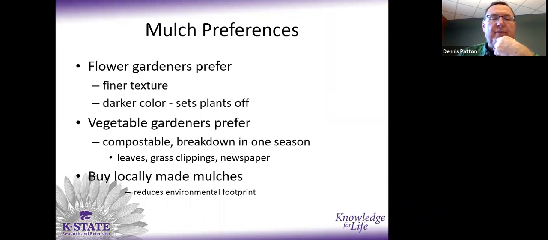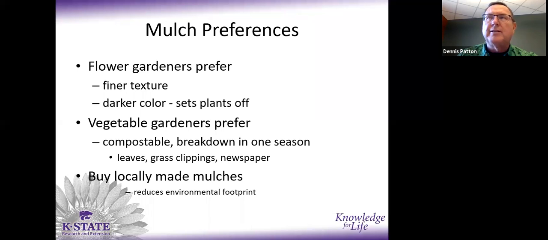Wood chip mulches in a vegetable garden, we've got to be very careful. If those get turned into the soil, then they're going to rob the nitrogen fertilizer and slow the growth of our annual season vegetables. And then, whenever possible, I would say buy locally made mulches. That just helps reduce the environmental footprint.